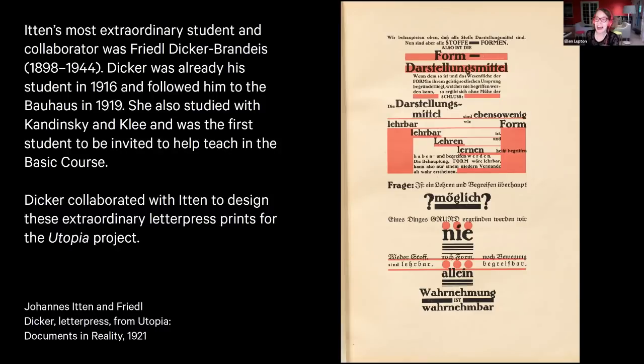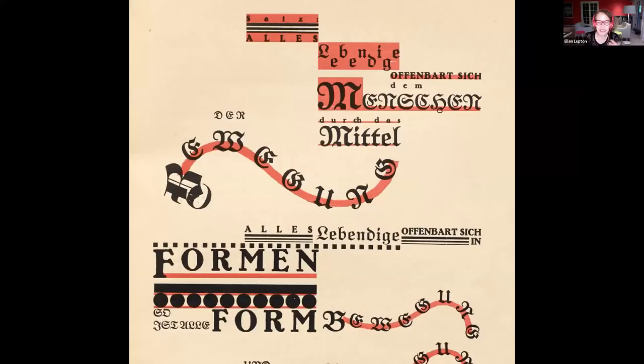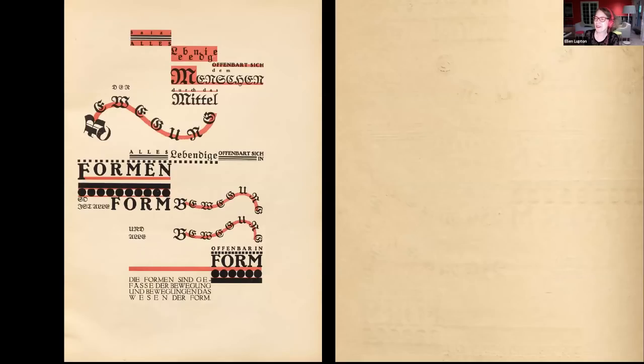And Itten collaborated with one of his favorite students, a young woman named Friedl Dicker Brandeis, who designed these pages with Itten. And he credits her in the publication for being in charge of the printing and layout of these pages. And they're very intricate. And they're using sort of medieval inspired typefaces, typefaces that feel a bit like handwriting. And they have type going on curves and type making strange configurations. And this is a photograph you're seeing of the back of the page, and you can see the bite of that letterpress printing through the page.